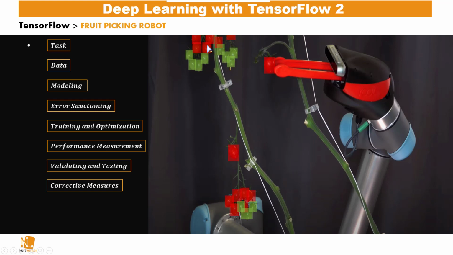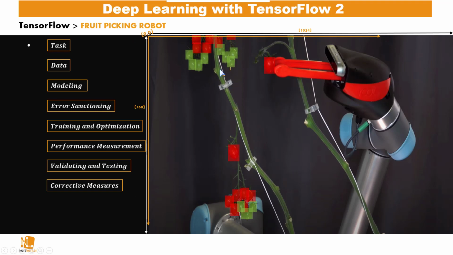But then how are these fruits located in the image which this robot sees? Firstly, we have to understand that each position in this image is with respect to an origin, and this origin is found at the top left corner. So here's our origin right here, and this image could have a width and then a height. Let's take an example of an image with width 1024 pixels and a height of 768 pixels.